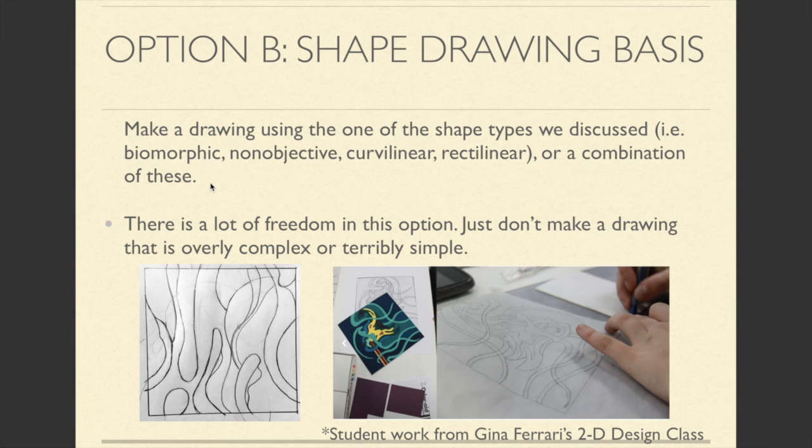So let's talk about option B in a little bit more detail. You're making a drawing using one of the shape types we discussed, biomorphic, non-objective, curvilinear, or rectilinear, or a combination of these. And really you have a lot of freedom with this option, but the same thing applies. You don't want to make something that's overly complex or terribly simple.